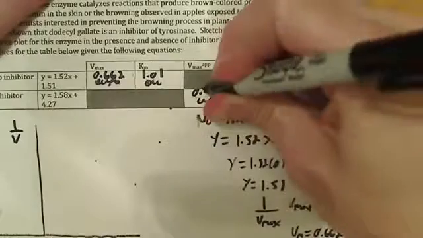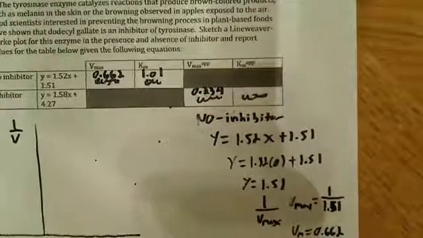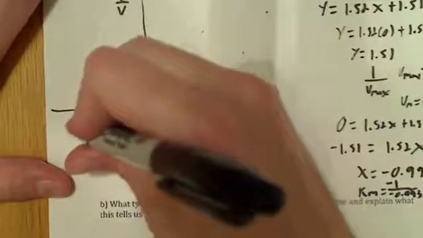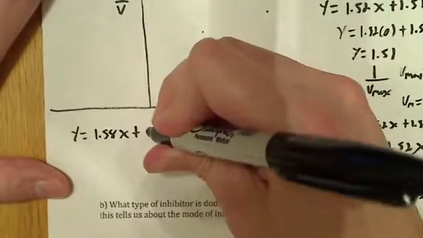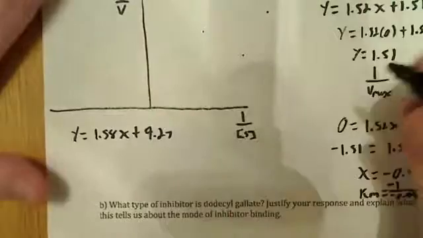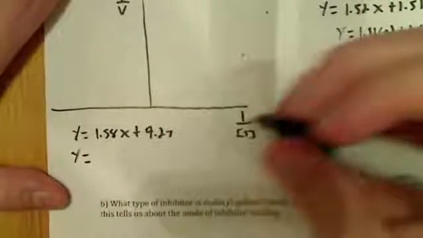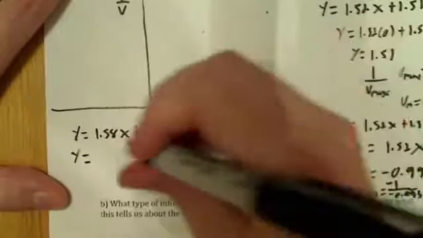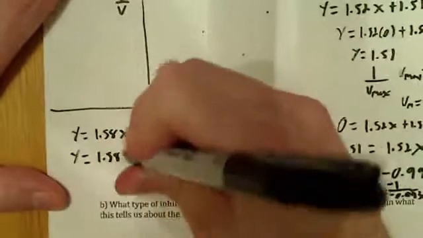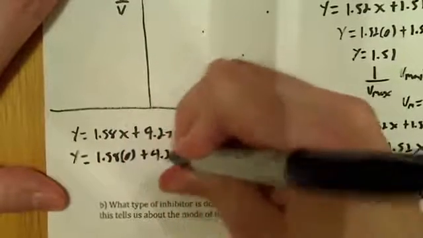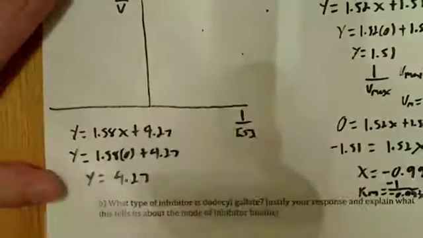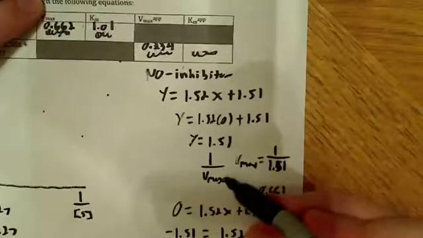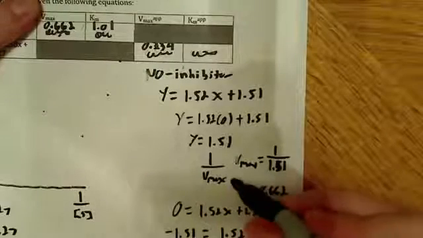So 0.234. Maybe I'm just going to show this real quick, because I want everybody to be clear about this. This was something that I found somewhat difficult to think about initially when I was first in the class. So y is equal to 1.58x plus 4.27, and if x is equal to 0, then y is equal to 4.27. Now, if we recall, going back over here, the answer we actually got was 1 over Vmax.